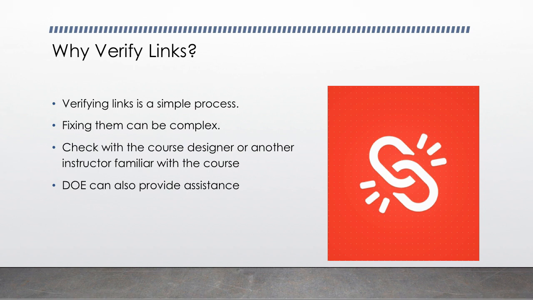Verifying links is pretty easy. Courses often contain both internal and external links, and students depend on the links to access course content, learning tasks, and other critical materials. It's fixing or resolving broken links that's sometimes most tedious. If you're not sure, check with the original course designer or the instructor who taught the course before you. You can also check with the Department of Online Education to get further assistance.